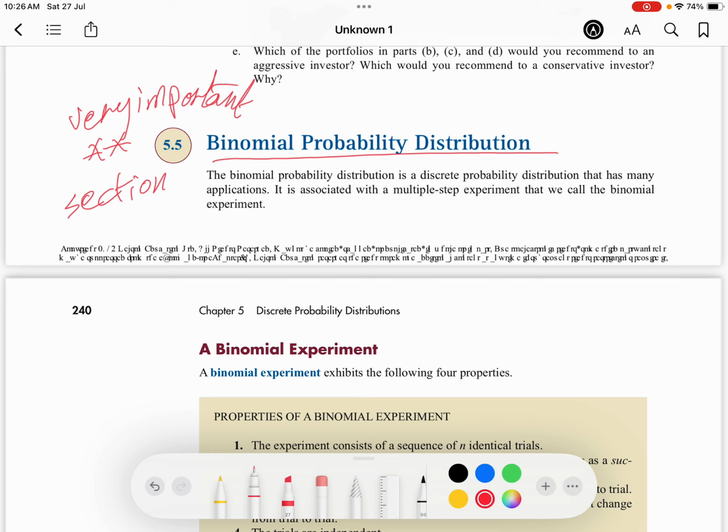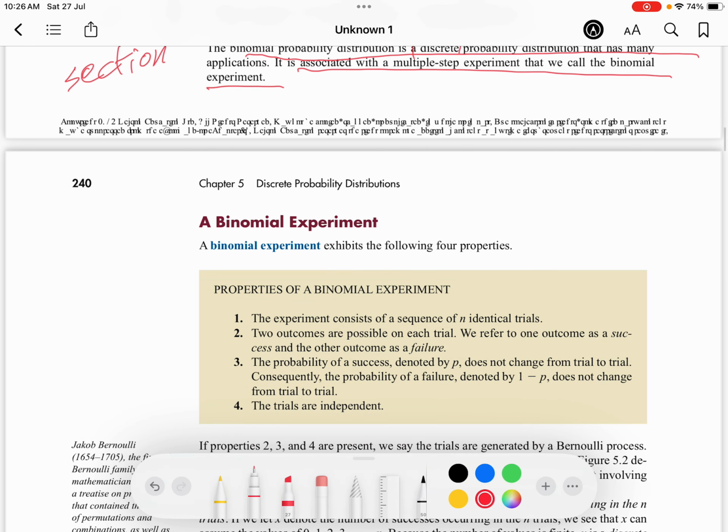Binomial probability distribution. Binomial probability distribution is a discrete probability distribution that has many applications. It's very important. It is associated with a multiple step experiment that we call binomial experiment. A binomial experiment exhibits the following 4 properties. Properties of a binomial experiment.